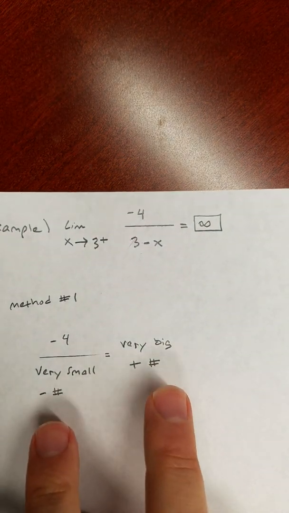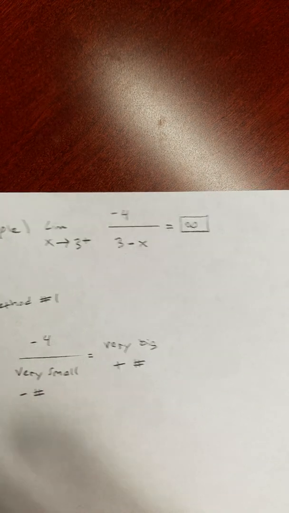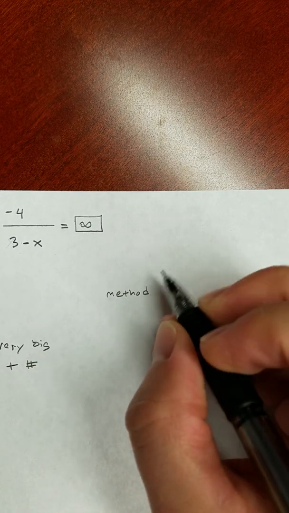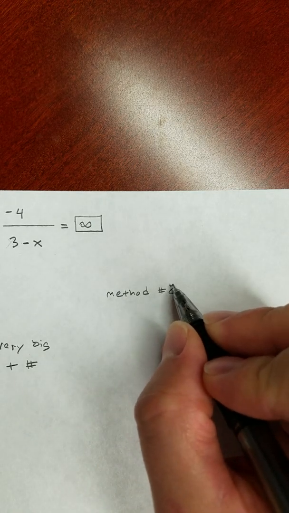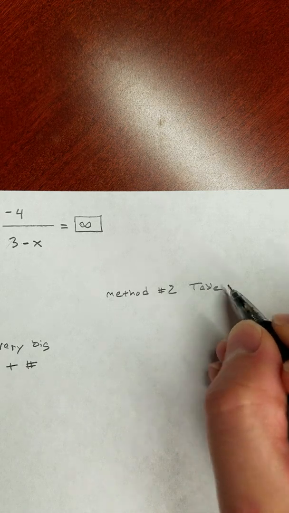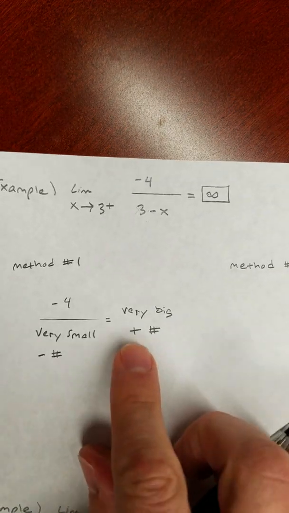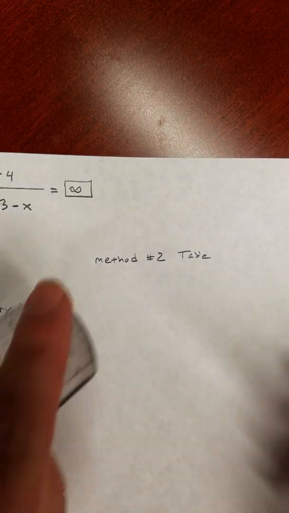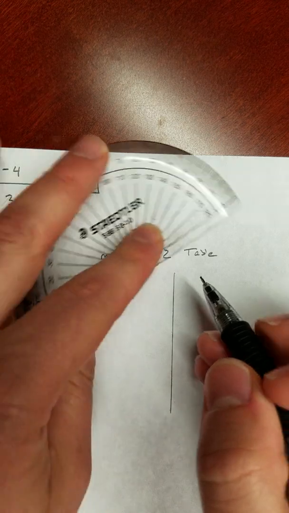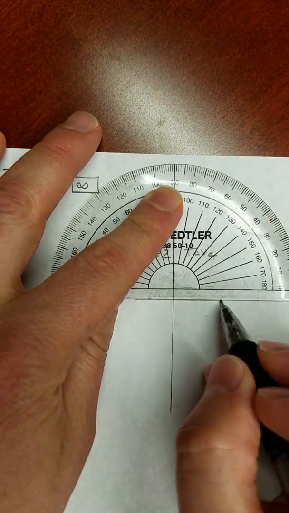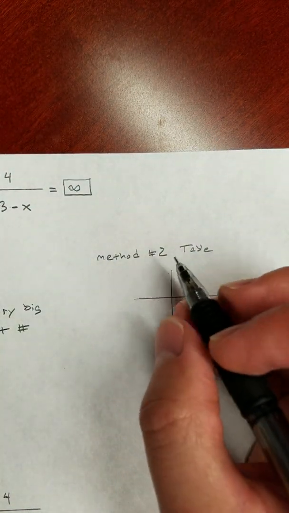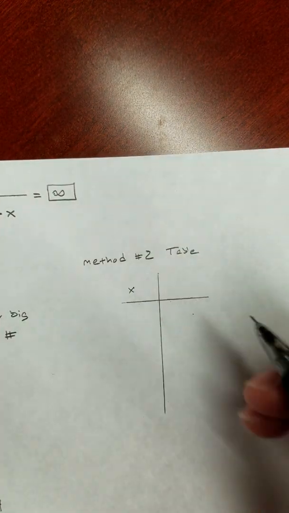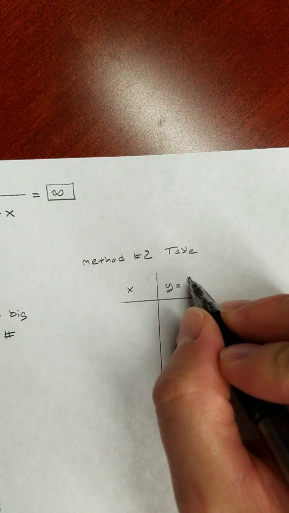Now I want to complement this with the second method that we should be very used to by now, which is just to make a table. Hopefully if I make the table, it will make everything I was saying more obvious. Seeing is believing, so you will get to see the numbers. Okay, so let's see. We got x. I need the x to go to 3 from the right. I'm going to get y.